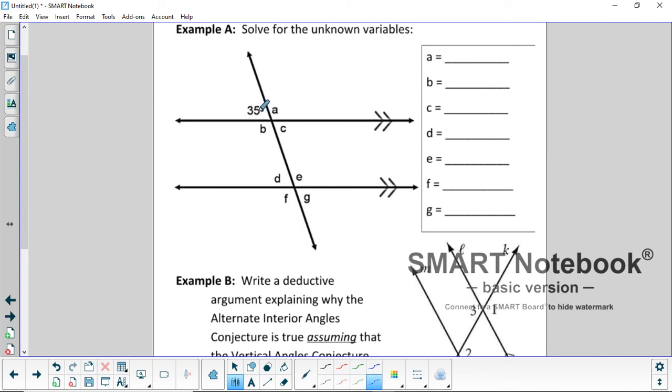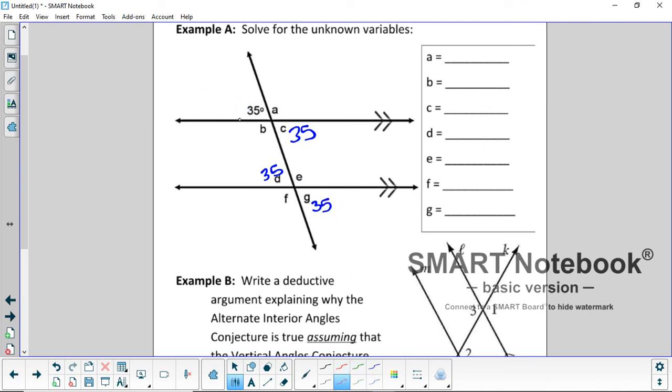All right, this is how we do it. So on this one, we've got 35, a vertical angle to C. So C is also 35 degrees. When I have corresponding angles, that's when I slide these 2 parallel lines together, kind of smash them together. So the 35 would land here for angle D and here for angle G.